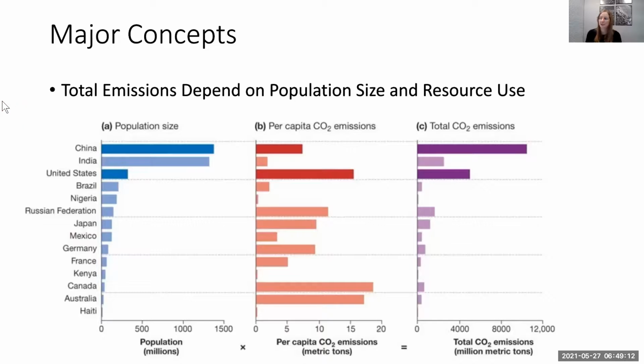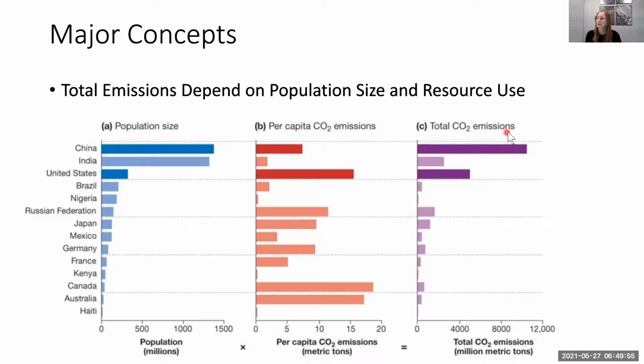Here are our total emissions depending on population size and resource use. And I think it's important to think about it because we always think about the United States first, and we probably should because we are a large emitter of CO2 per capita. So here's the population size. We have China, India, and the United States is the third most populous. Then we have per capita CO2, carbon dioxide emissions. We are the highest below Canada here.